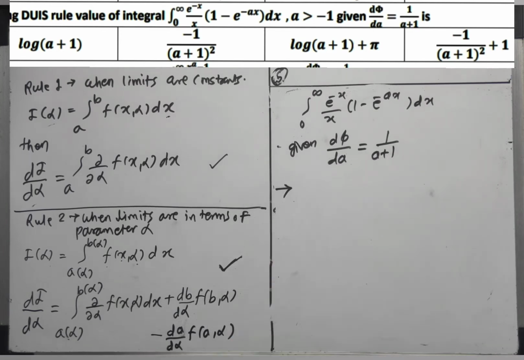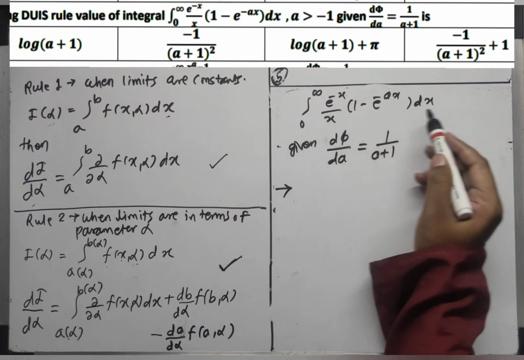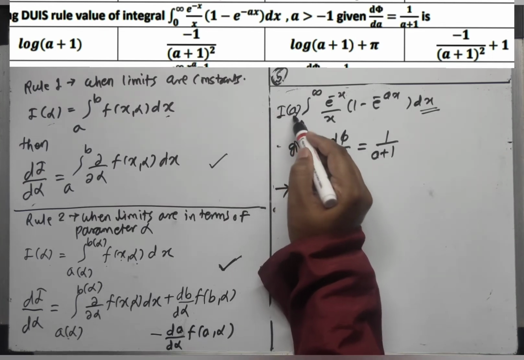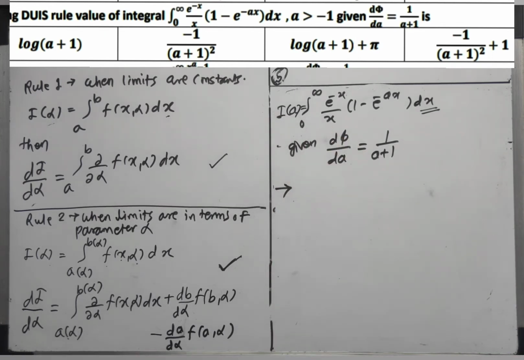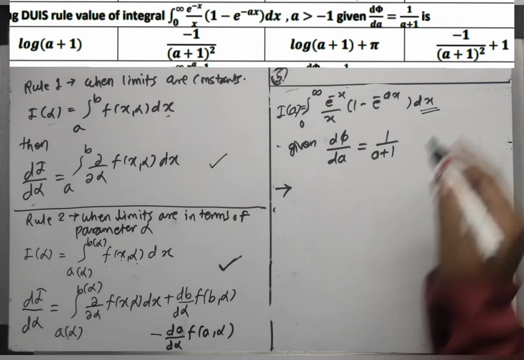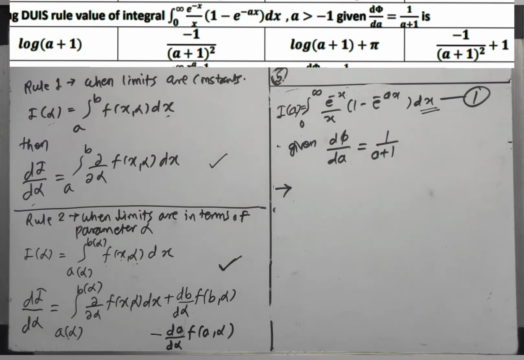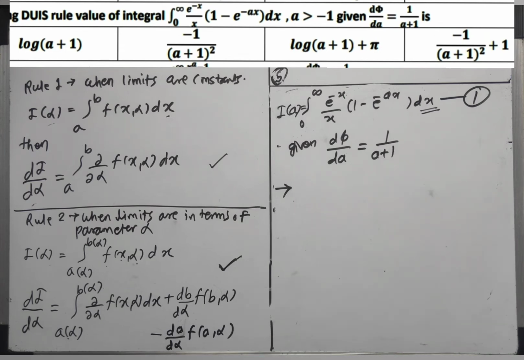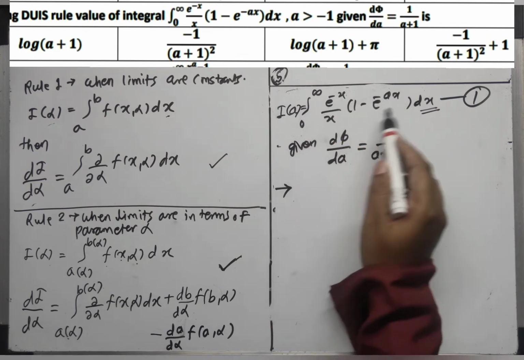Now this is another type of example which they can ask on DUIS. d phi by dA, the derivative, is 1 upon a plus 1. This is given, no need to find. And what about the integral? The integral is with respect to x, which means what is the parameter? The parameter is a, which means it is I of a. Call it equation number 1. Now d phi by dA they have given equal to 1 upon a plus 1, and the question is what is the value of this integration?